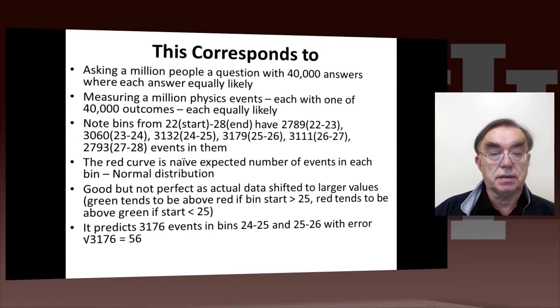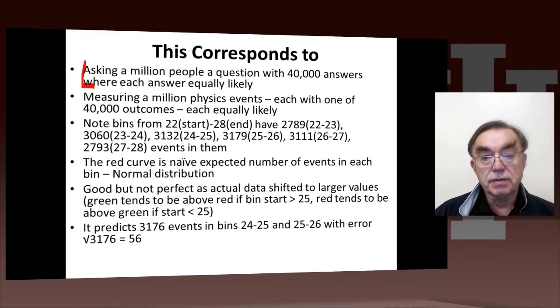So as I said, we would get this if we asked a million people a question with 40,000 answers, or if we took a million physics events, each with 40,000 outcomes, each equally likely. So either of those cases is governed by this simple case.